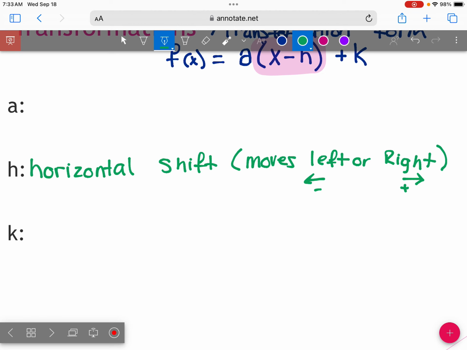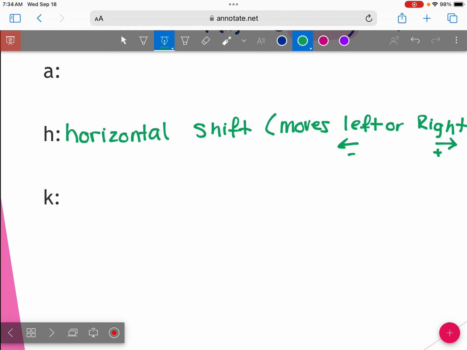So h is horizontal. It goes side to side, which I will wind up doing repeatedly when we talk about h all year long. You will hula. Or I will hula at least, because I don't make you do that.